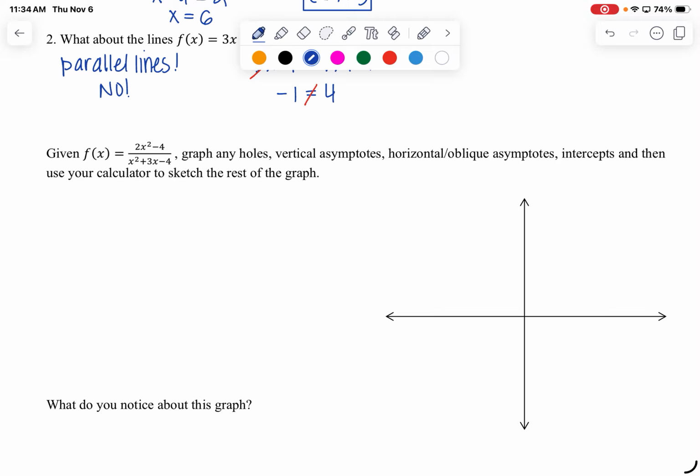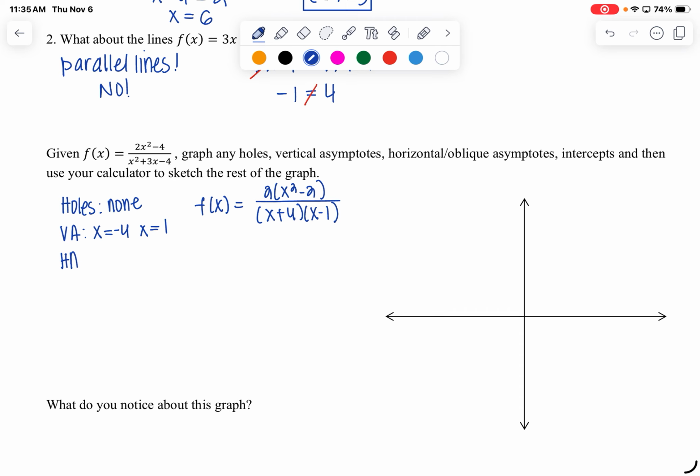Okay, so let's start with holes because that's always where we start. So we're going to start by factoring this completely and seeing if any common factor cancels out. So the numerator has a GCF of 2, so that's 2 times (x squared minus 2). The denominator is factorable to (x plus 4) times (x minus 1). No common factors, therefore no holes. So no holes, none. Vertical asymptote, set the denominator equal to 0 and solve. We have x equals -4 and x equals 1.